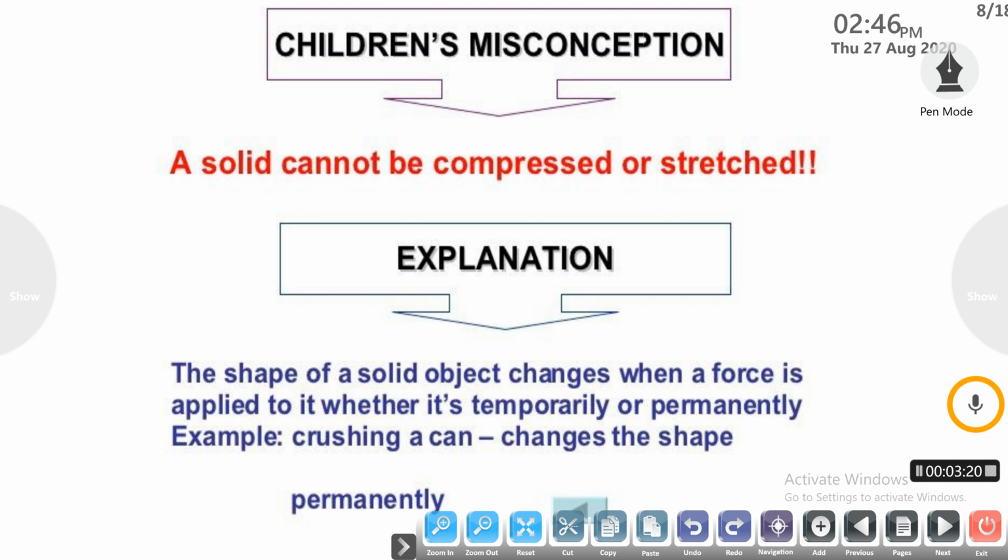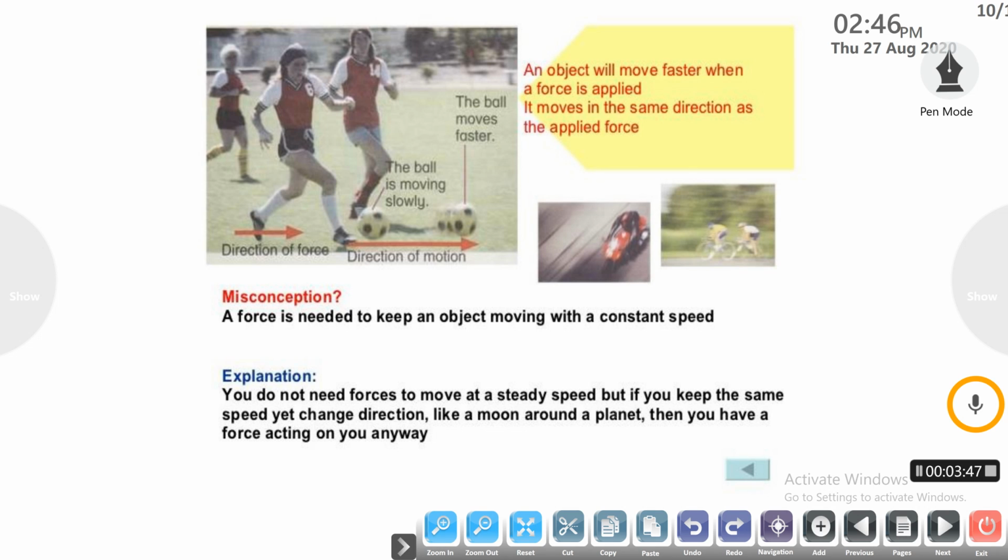Sometimes children may have a misconception that a solid object cannot be compressed or stretched, but this is not so true. The shape of a solid object changes when a force is applied to it, but it depends on the type of object whether the change in shape is temporary or permanent. For example, crushing a can changes its shape permanently, but stretching a rubber band changes its shape temporarily.